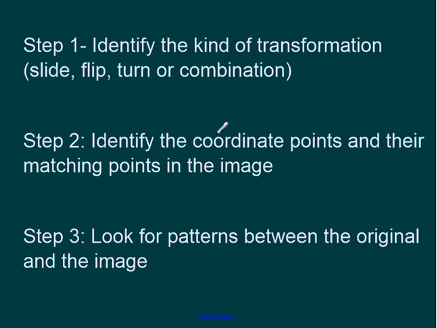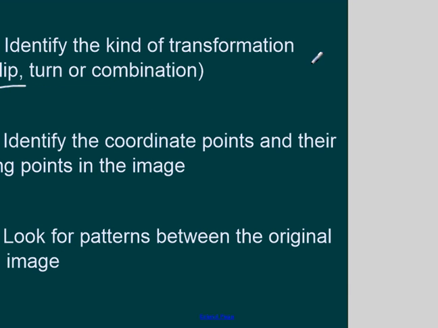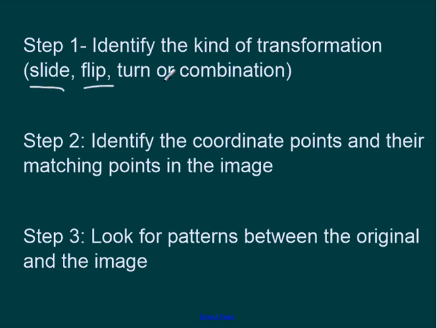So our first step is to figure out what kind of transformation it is. Is it a simple slide? Is it just moving from one point to another without any turning? Is it a flip, a reflection over an axis? Is it a turn or a rotation, or is it some combination? Does the object slide and then turn?